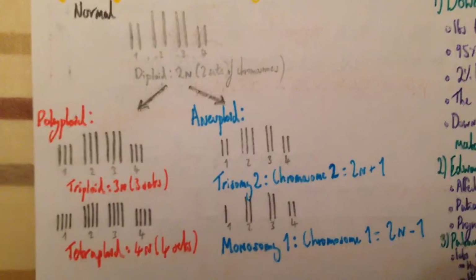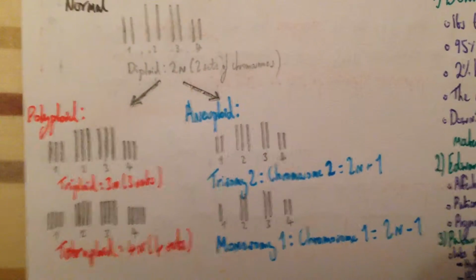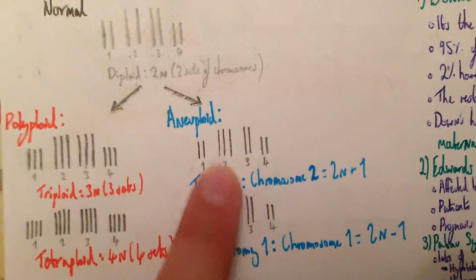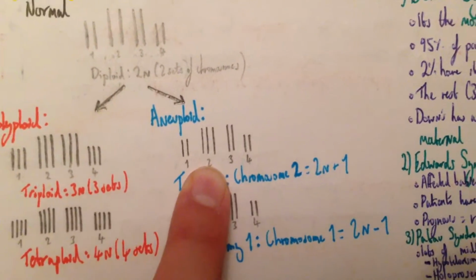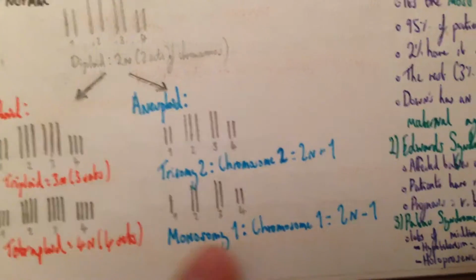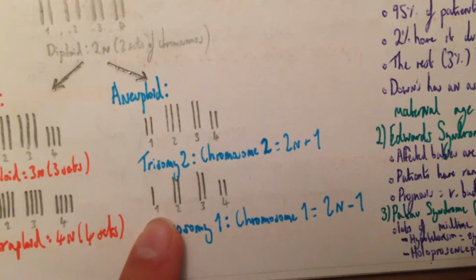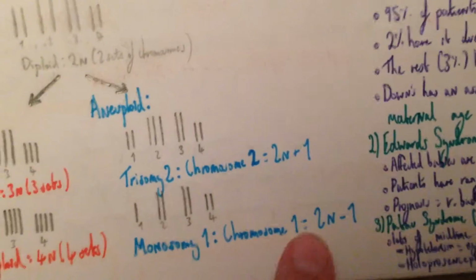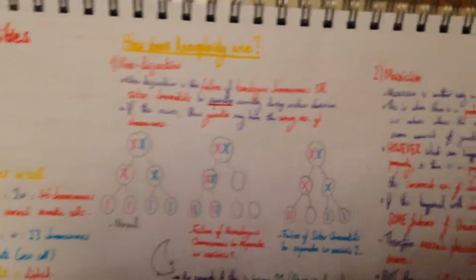However, aneuploidy is just an abnormal number of chromosomes. You might have trisomy, and in this example it's trisomy 2, where there are 3 chromosomes of chromosome number 2. Or you may have monosomy. In this case, monosomy 1, where you have one chromosome for chromosome number 1. So in trisomy, chromosome 2 equals 2n plus 1. Monosomy, chromosome 1 equals 2n minus 1. Easy peasy.